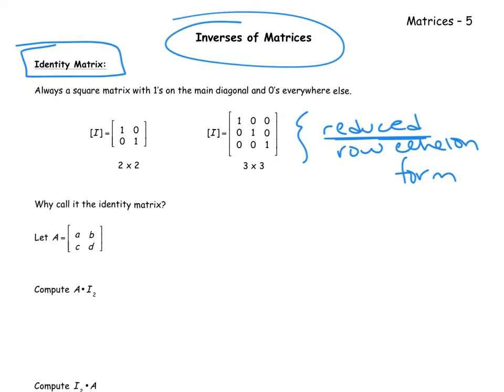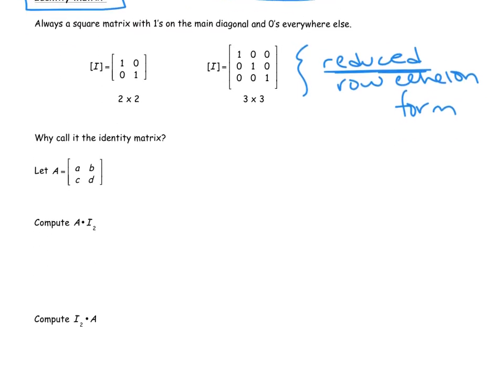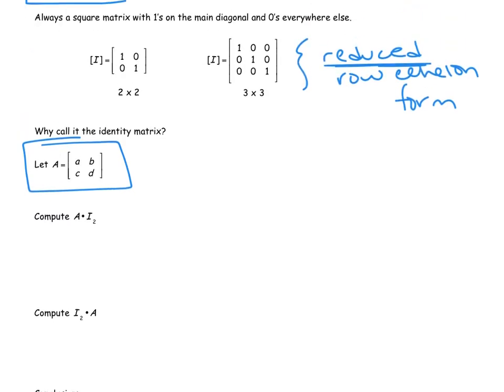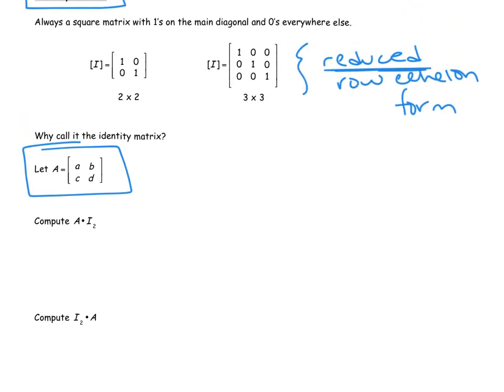So why do we call it the identity matrix? Well, let's take a look. If we let matrix A equal the following, let's compute A times the identity matrix. This sub 2 means a 2 by 2. Identity matrices are always a square matrix. So this is really I sub 2 and then I sub 3. Again, identity matrix is always a square.